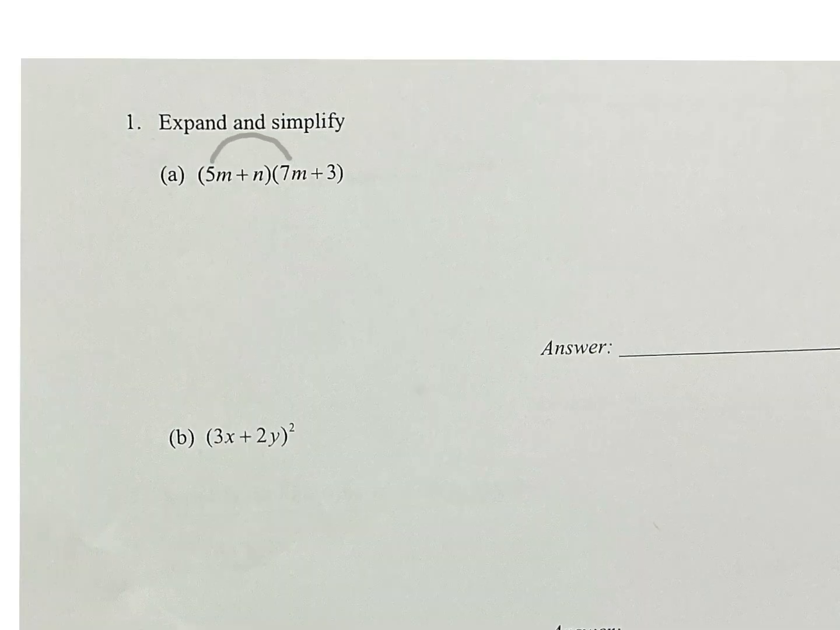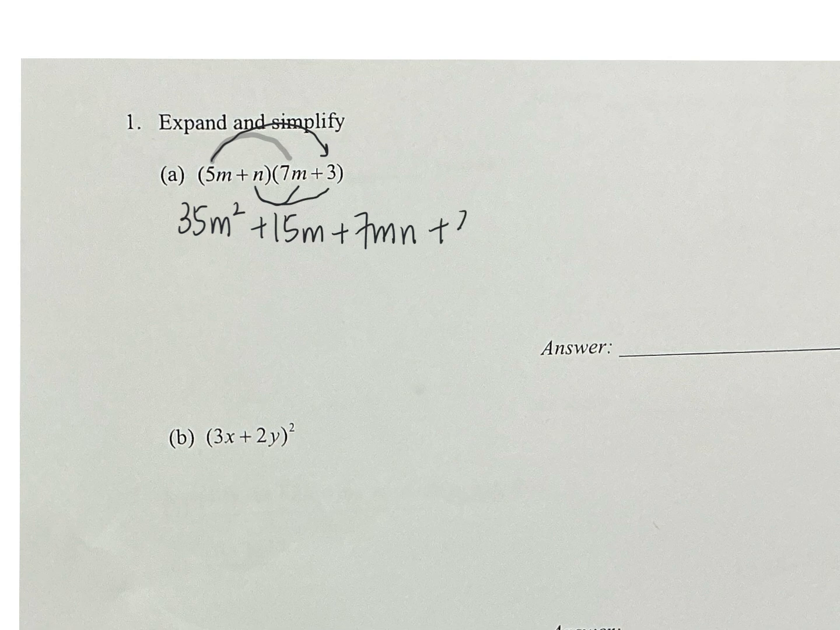So 5m times 7m is 35m squared. 5m times 3 is 15m. n times 7m is 7mn. And then the last one is 3n. They share nothing in common, so this whole thing is the answer. Don't go and add them.